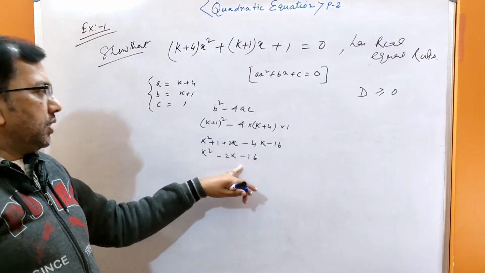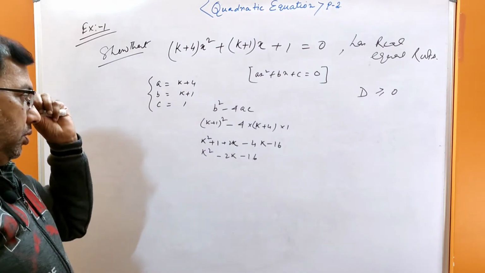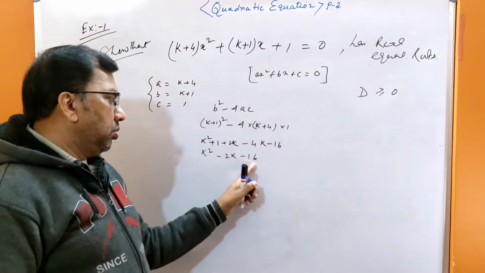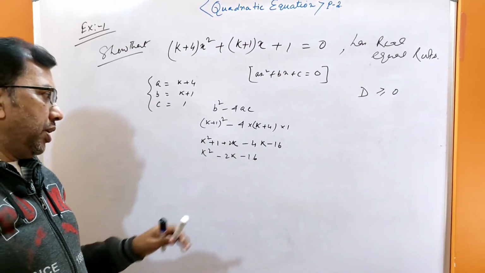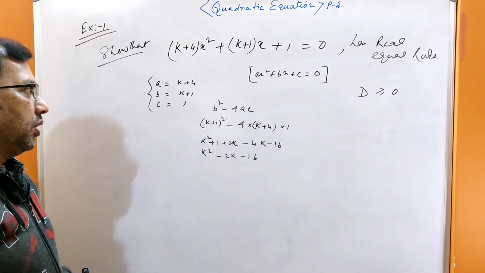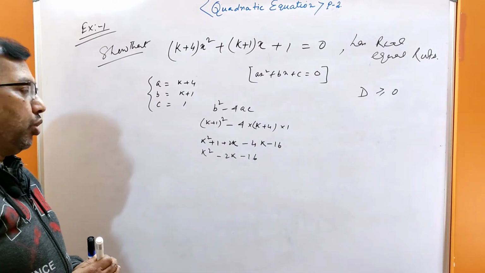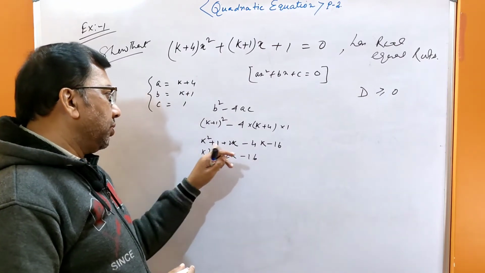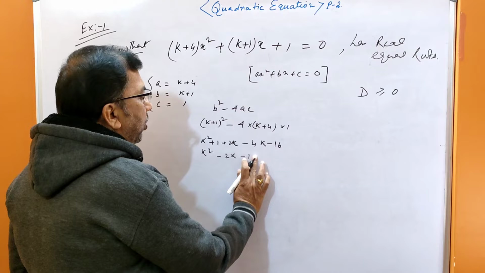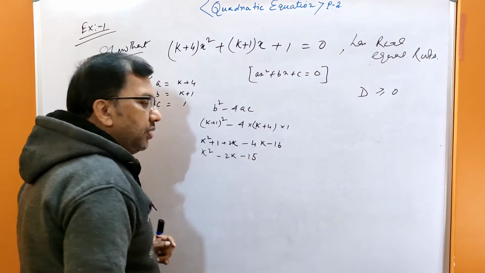Okay. So in this case, what do you have to find? Clear? k square minus 2k minus 15, isn't it? b square minus 4ac. It will be minus 16 plus 1, that is minus 15. Clear?